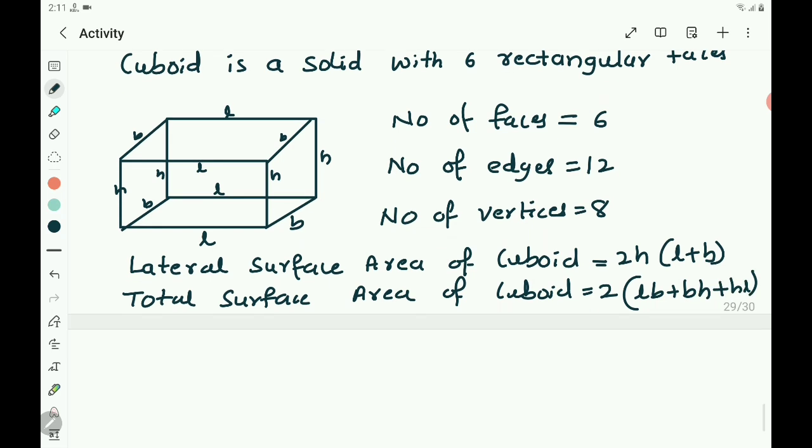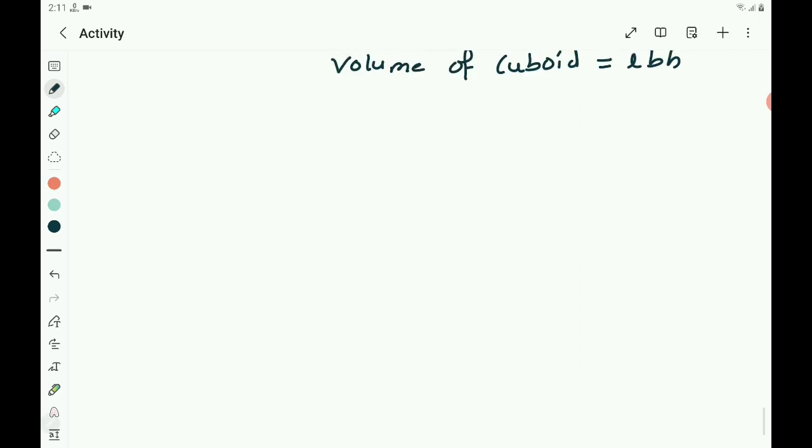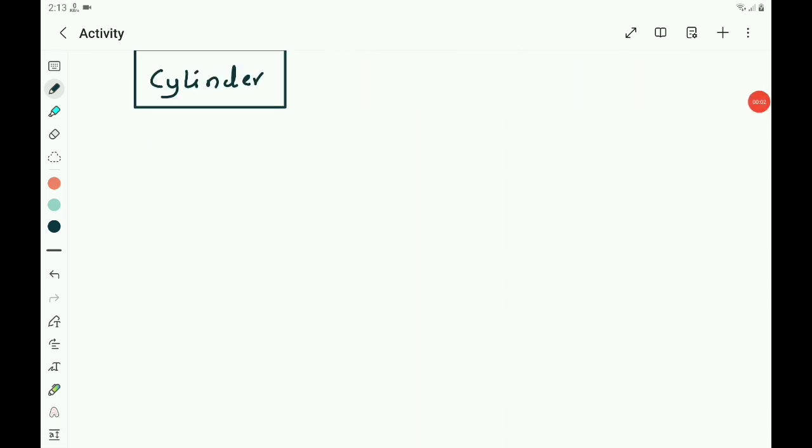Next, volume of the cuboid equals L into B into H, LBH. Then the next one is cylinder. Next you take the cylinder.